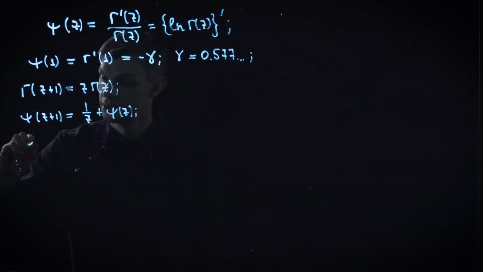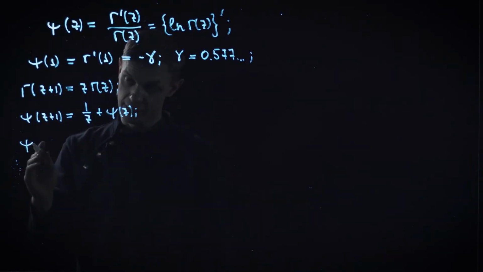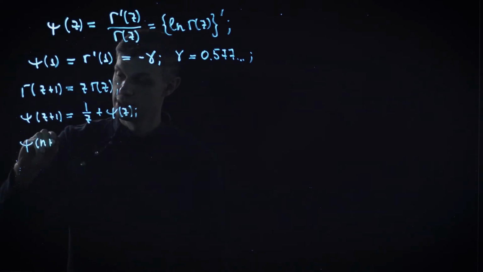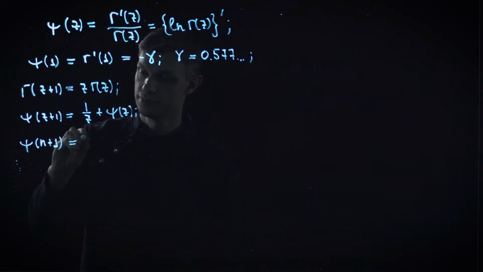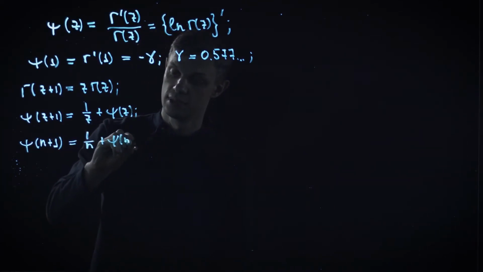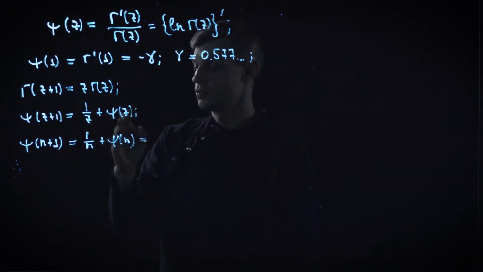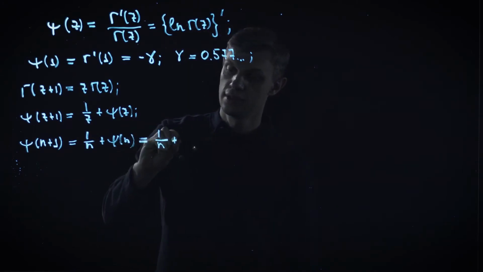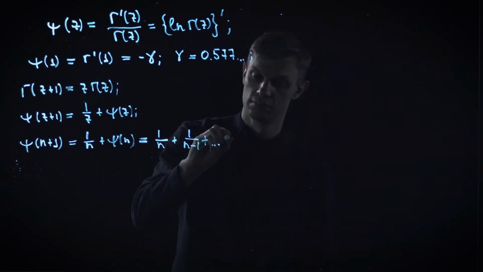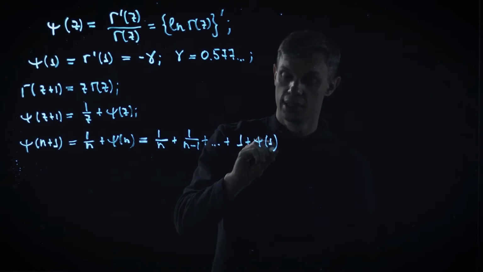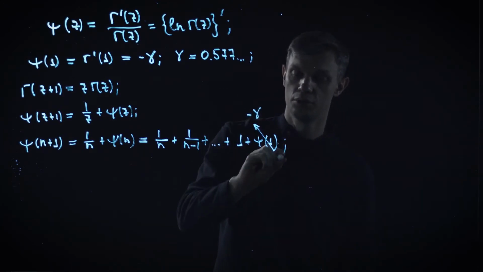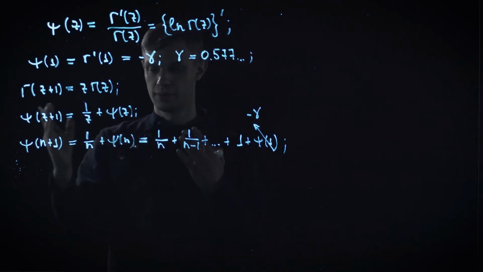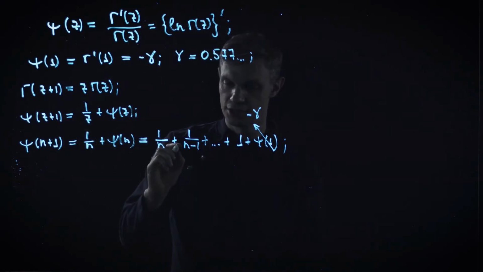And in fact, we can continue this equation, and actually let's write it down for integer z. So psi of n plus 1 is expressed through psi of n, and then if we continue, we get the following chain rule. And psi of 1, of course, is minus Euler's constant. So we'll use this equation later on for the proof of some further important properties of the digamma function.